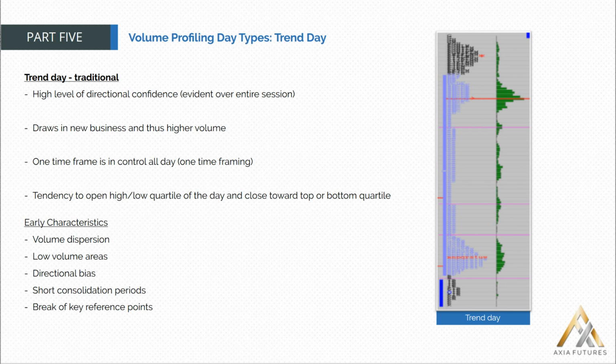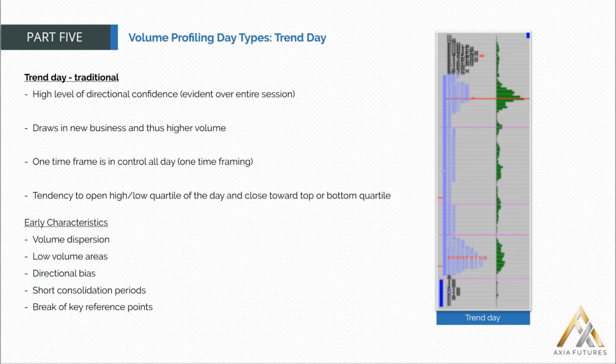As the market trends, it tends to draw in new business and thus higher and higher volume. We also tend to see a lot of one-time framing as the initiative tends to occur over the entire day, and we have either the buyer or the seller in control over the entire session. Again, also note there is a tendency to open in the lowest or the highest quartile, and we then also close with the trend in either the highest quartile in an uptrend or the lowest quartile in a downtrend.